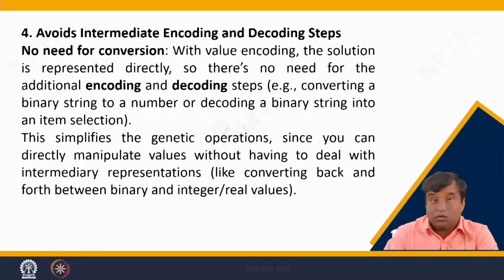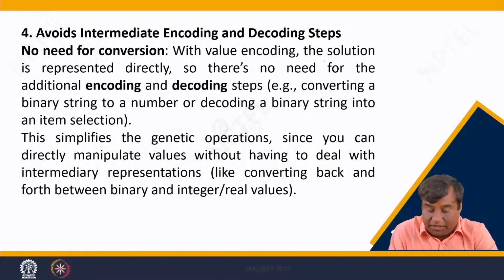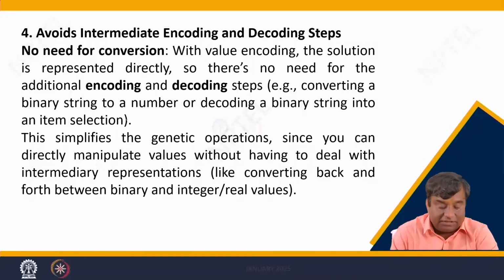Avoid intermediate encoding and decoding steps, so no need for conversion. With value encoding, the solution is represented directly, so there is no need for additional encoding and decoding steps, for example converting a binary string to a real number or decoding a binary string into item selections. This simplifies the genetic operations, since you can directly manipulate values without having to deal with intermediate representations, converted back and forth between binary, integer and real values.